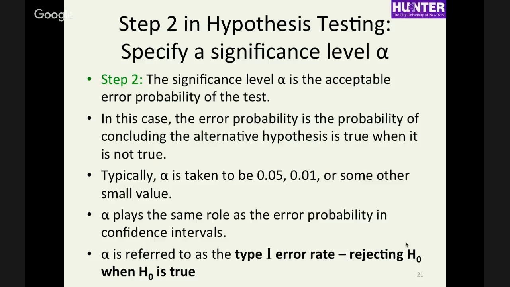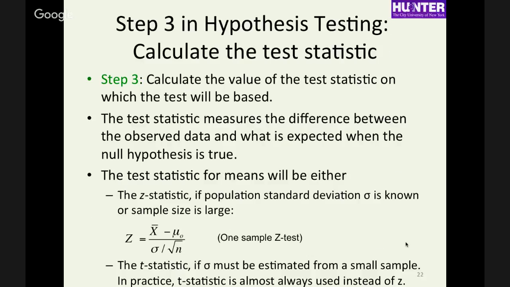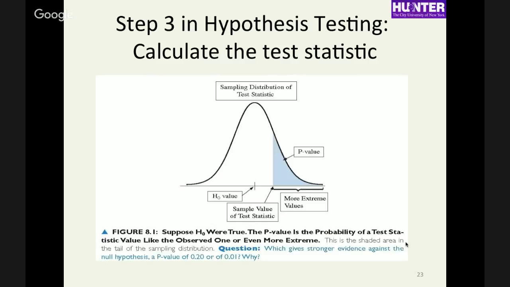So once again, alpha is referred to as the type 1 error rate. That's very important. Step 3, you already know how to calculate your Z statistic and your T statistic. So I won't go over that. We're getting a bit short on time here, so I'm going to skip by a couple of slides.